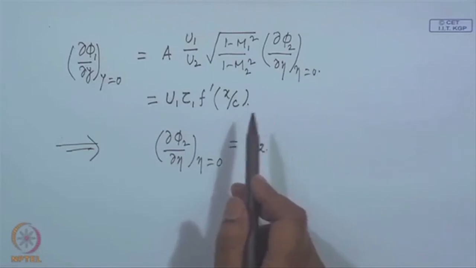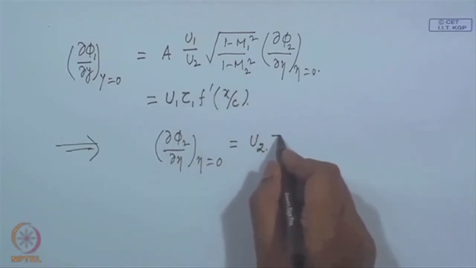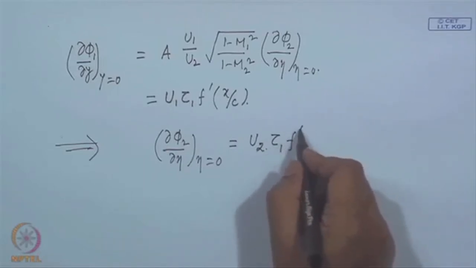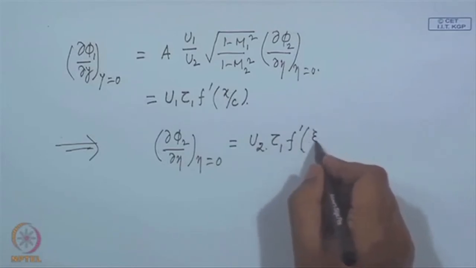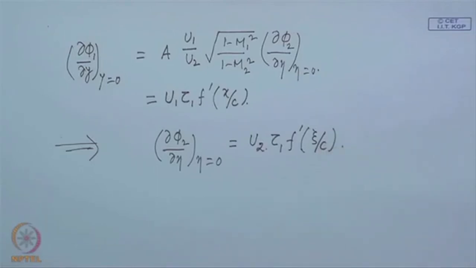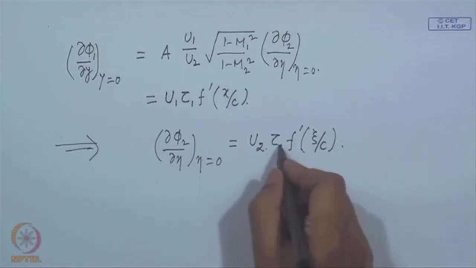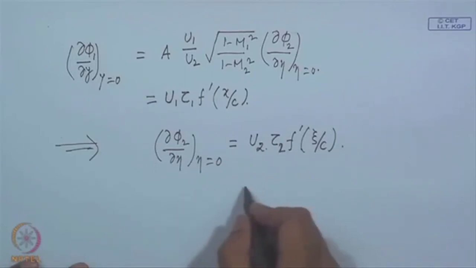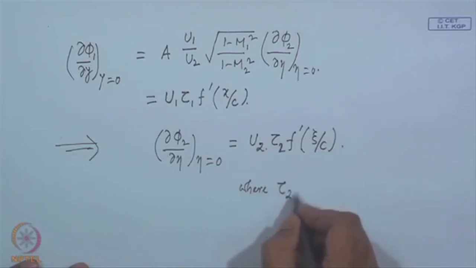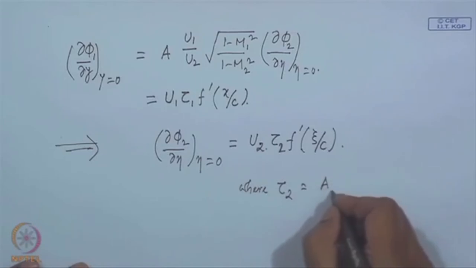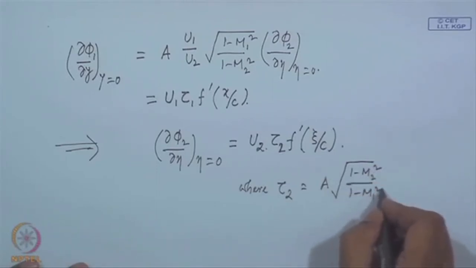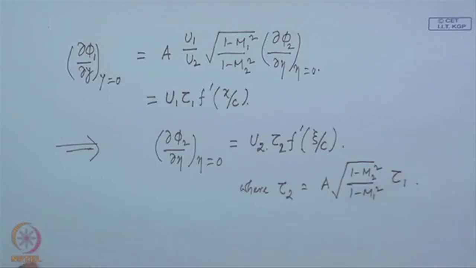phi 2, u 2 tau 1 f prime. This x of course, we can replace by j. U 2 tau 2, where tau 2 is a root 1 minus M 2 square by 1 minus M 1 square into tau 1.